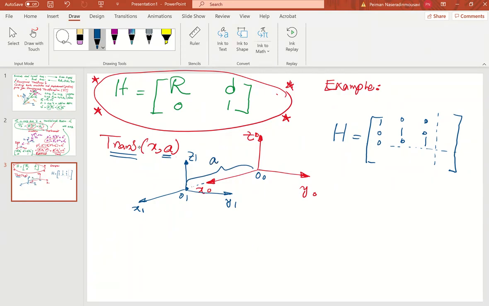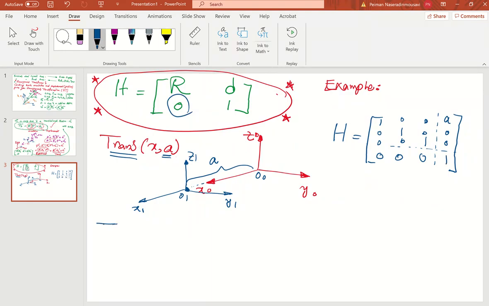So you only have displacement in x. So you're going to have a, 0, 0. Understand what I'm talking about? It is a, 0 and 0, of the origin O1 with respect to O0. So O1 only changes in this direction, a. O1 in the y direction doesn't change, and in the z direction it doesn't change. So now you put 0, 0, 0 and 1. So this is the homogeneous transformation for this translational motion.